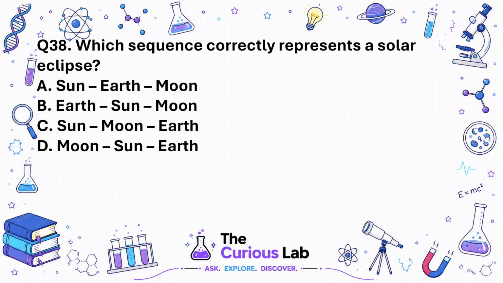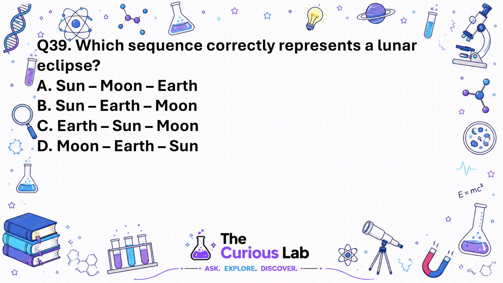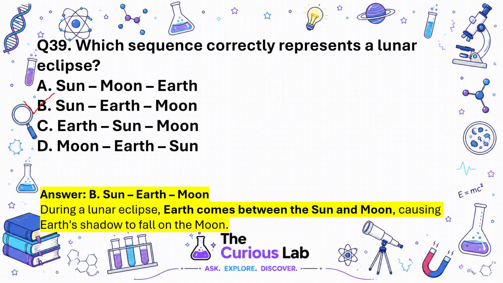Next question, which sequence correctly represents a solar eclipse? It is a solar eclipse, so moon will block the light. The answer is C. Which sequence correctly represents a lunar eclipse? In lunar eclipse, earth blocks the light from the sun. So the correct answer is B.